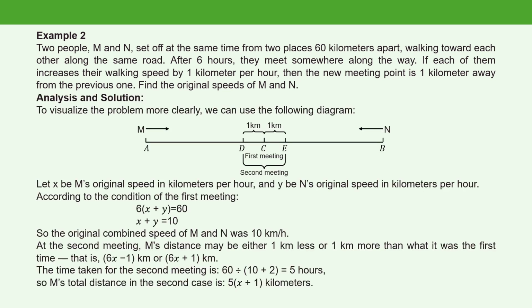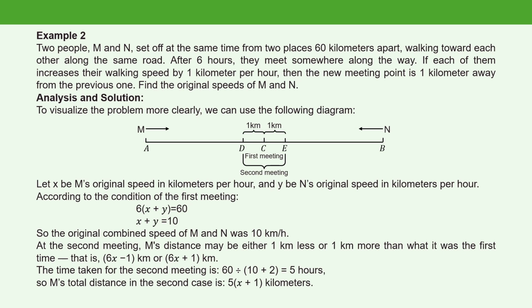To visualize the problem more clearly, we can use the following diagram. Let x be M's original speed in kilometers per hour, and y be N's original speed in kilometers per hour. According to the condition of the first meeting, we can get x plus y equals 10. So the original combined speed of M and N was 10 km per hour.